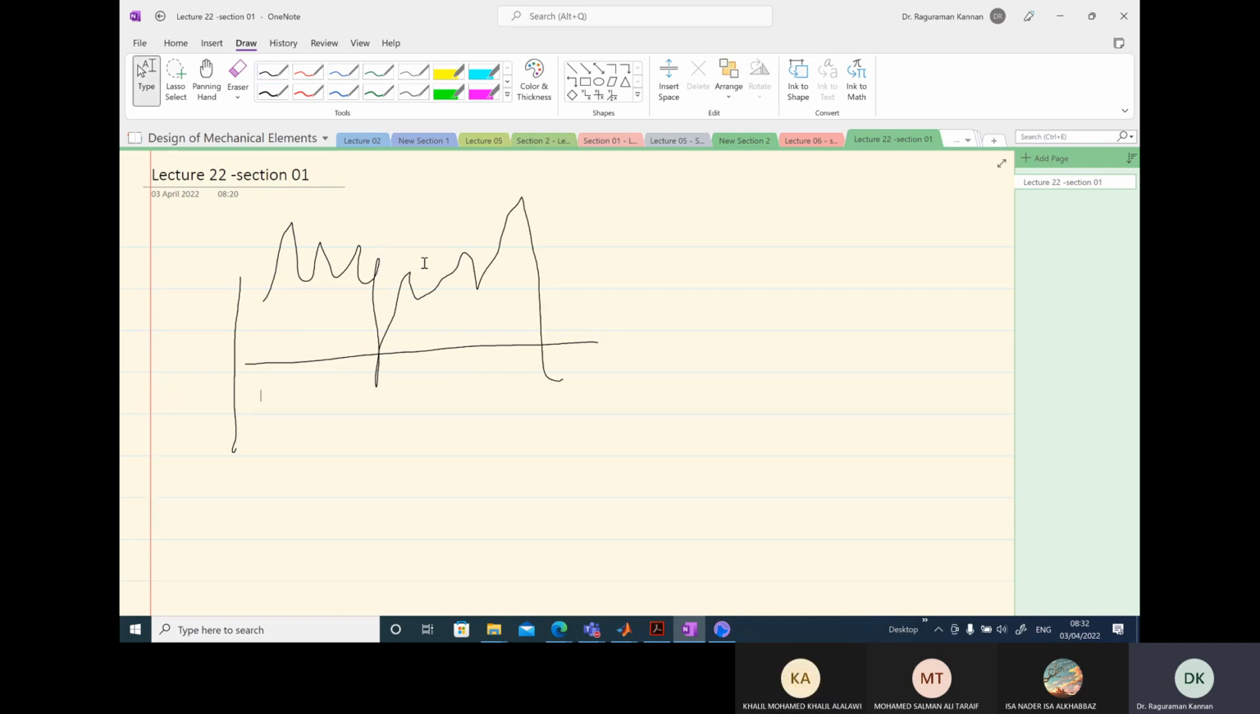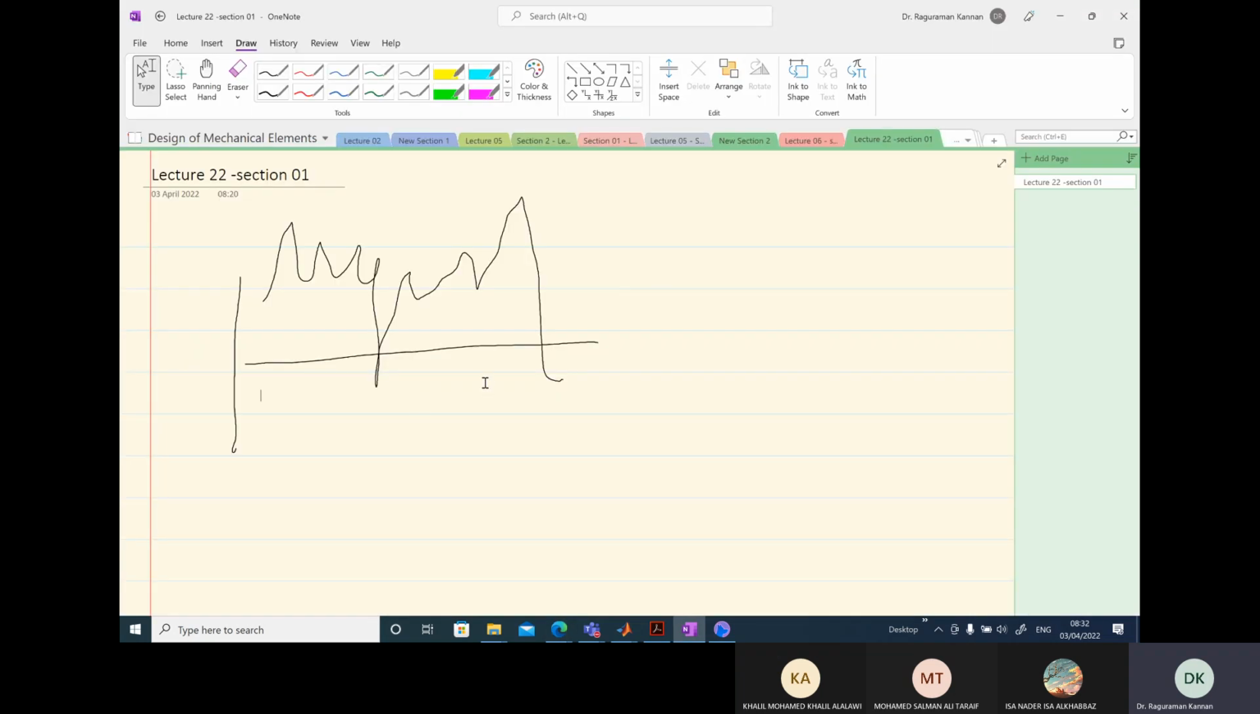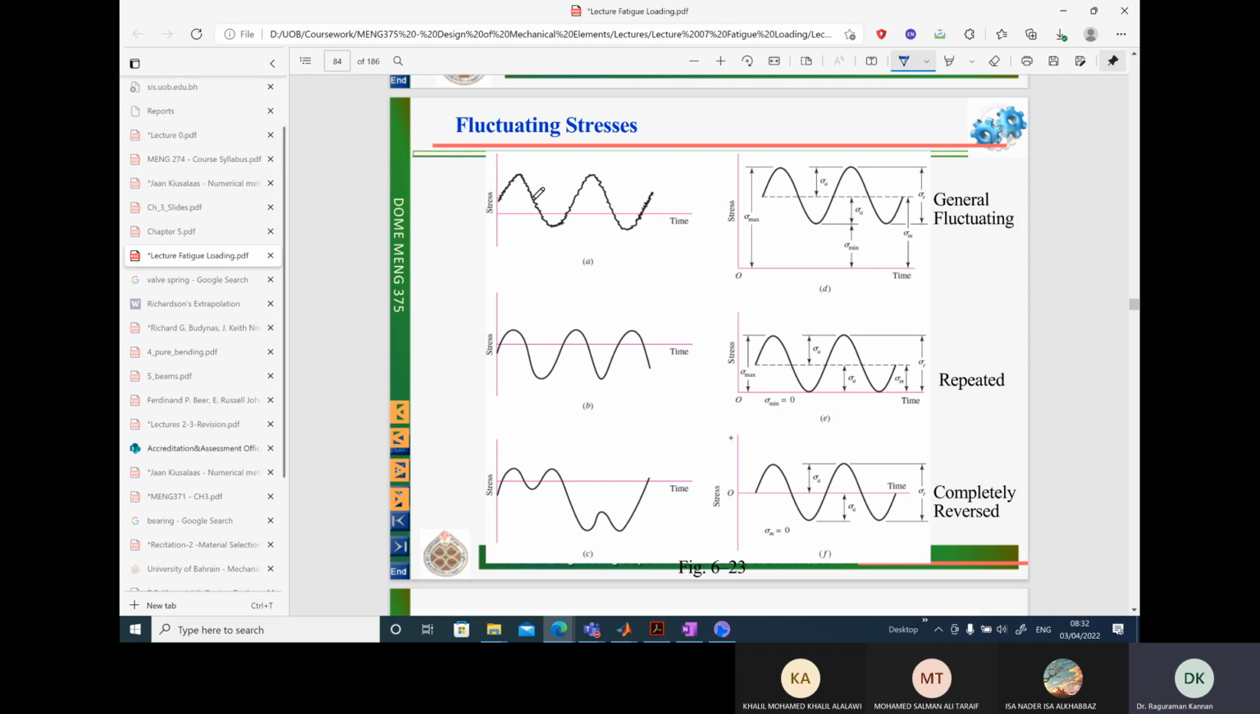So how do we solve for such problems? Before going to a complicated problem like this, first we need to solve for sinusoidal patterns with a non-zero mean stress value. We have several cases given here. This is a completely reversed load which we have solved. This is a constant frequency load with a positive mean stress. Again, this is also a constant frequency, positive mean stress.